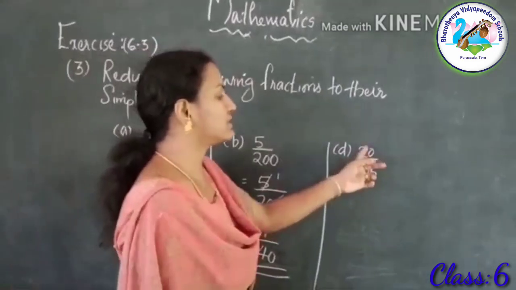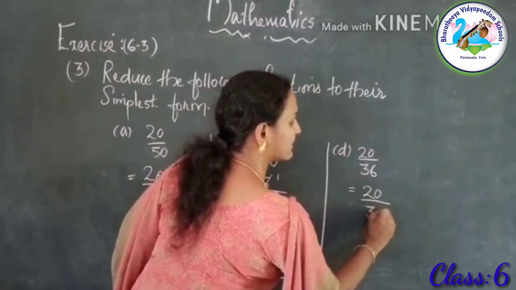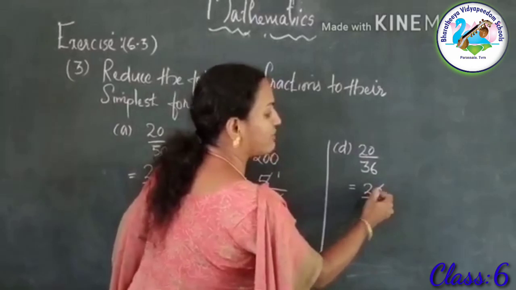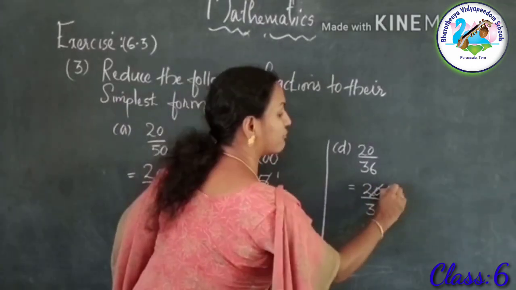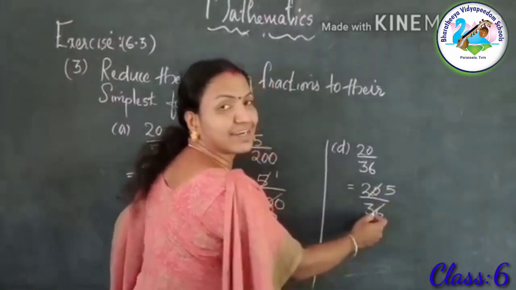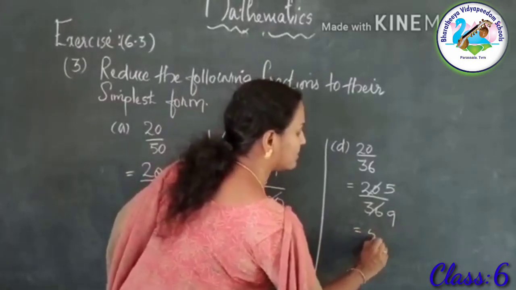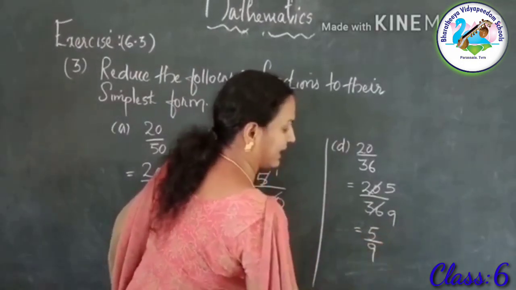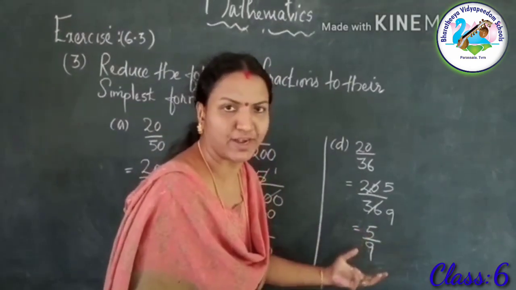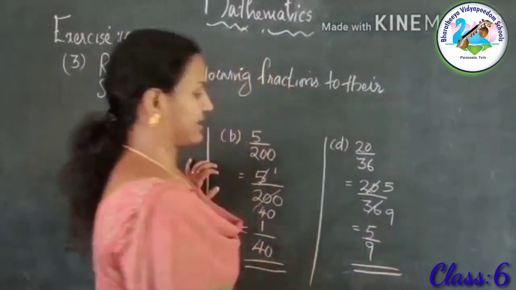The next option, 20 by 36. You can cancel by 4. How many 4s are in 20? 5 4s are 20. Then how many 4s are in 36? 9 4s are 36. So it is 5 by 9. Here 5 and 9 have no common factors other than 1. So the simplest form of 5 by 9 is 5 by 9.